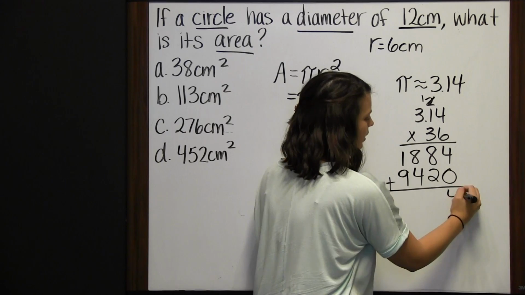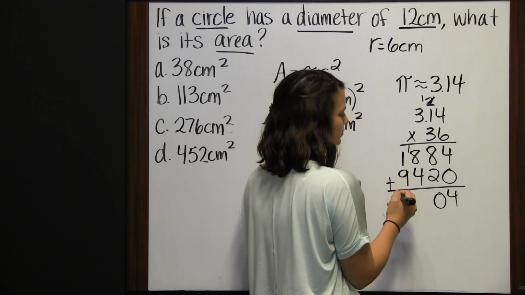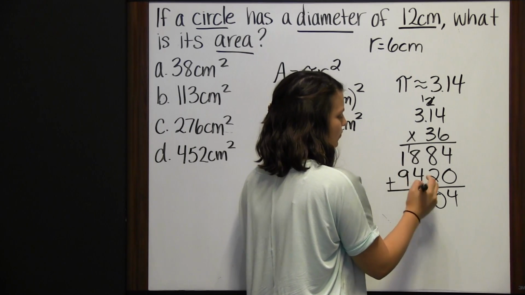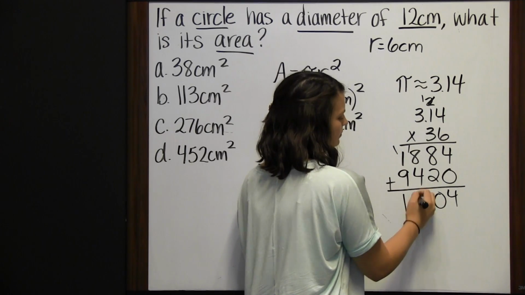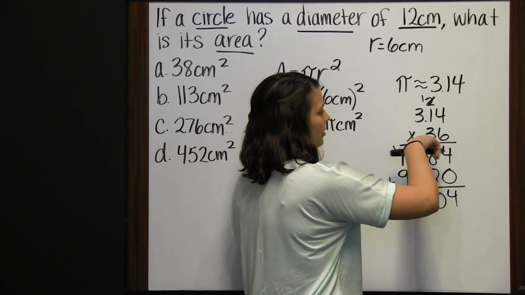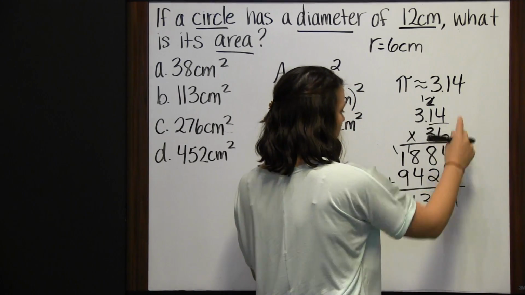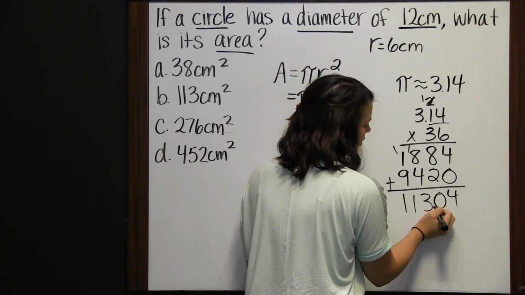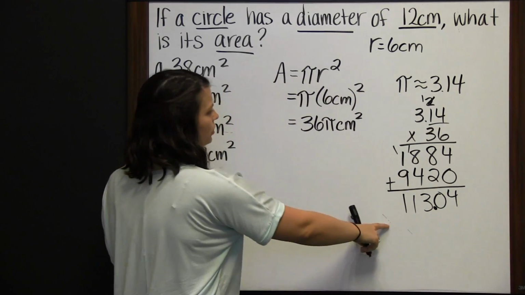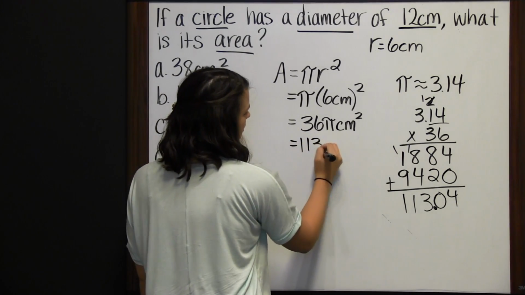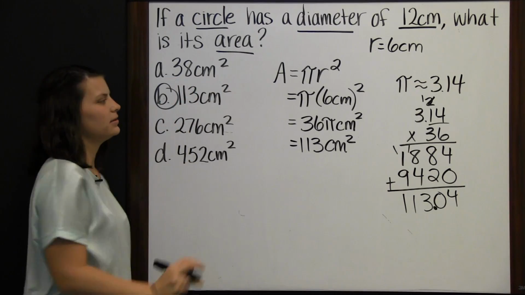4 plus 0 is 4. 8 plus 2 is 10. Write the 0, carry the 1. 8, 9 plus 4 is 13. Write the 3, carry the 1. 9, 10, 11. Now, we have two numbers behind the decimal place in the numbers we multiplied together, so that means that our product must also have two numbers behind the decimal place. So our answer would be 113.04 centimeters squared, which is answer choice B.